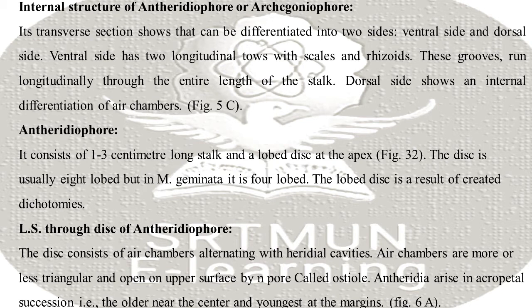Now, next, longitudinal section through the disc of antheridiophore. The disc consists of air chambers alternating with antheridial cavities. Air chambers are more or less triangular and open on the surface by a narrow pore called ostiole. Antheridia arise in acropetal succession, that is, the older near the center and the youngest at the margin.